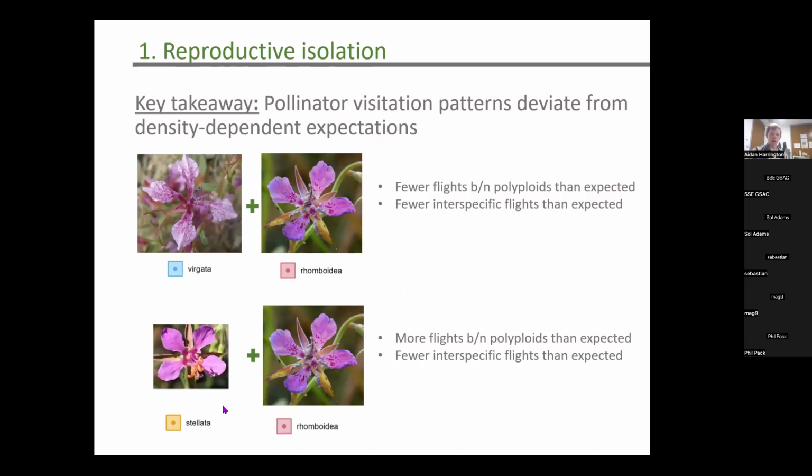When virgata and rhomboidea are together, remember rhomboidea is the polyploid, we see fewer flights between the polyploids and diploids than expected. Fewer flights between the polyploids than expected, and fewer interspecific flights than expected. And when paired with stellata, we see essentially the opposite, where more flights are staying within the polyploid, but again, we see fewer interspecific flights than expected.